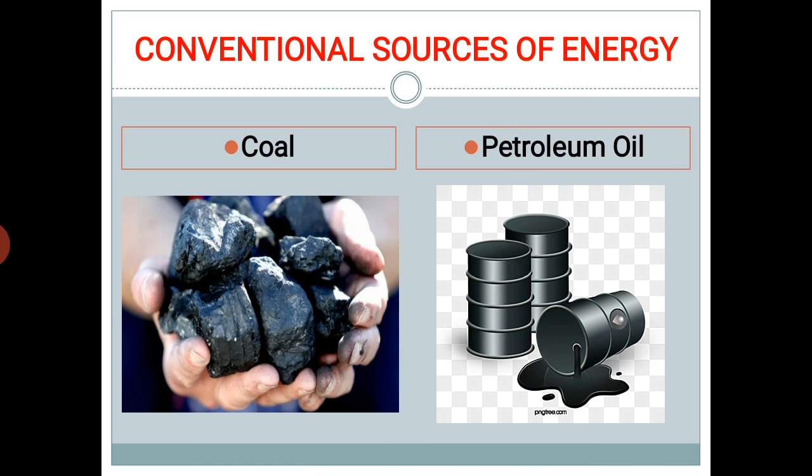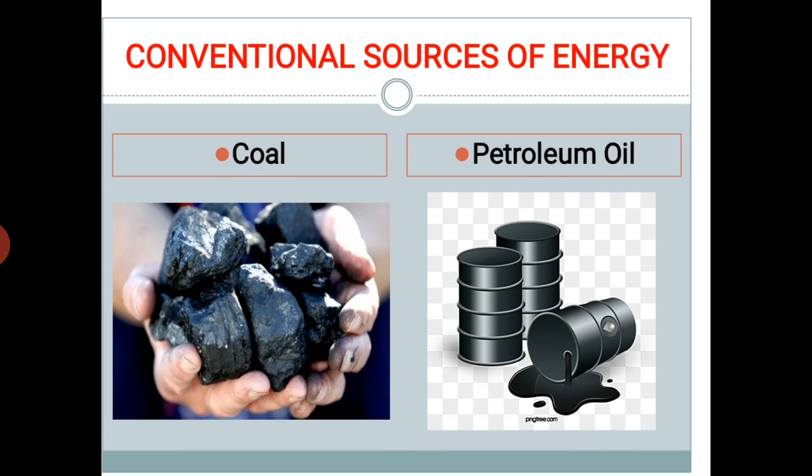Another, students, petroleum oil. Petroleum oil, also called the crude oil or mineral oil, is a naturally occurring yellowish liquid found in geological formations under the earth's surface. Students, it is widely used as a source of power. It is widely used to run machines, generate electricity, and produce steam. It is also used to run railway engines, motor vehicles, and ships. Students, in India, it is found in Assam, Gujarat, and Maharashtra. Okay, so students, this is another most important conventional resource.